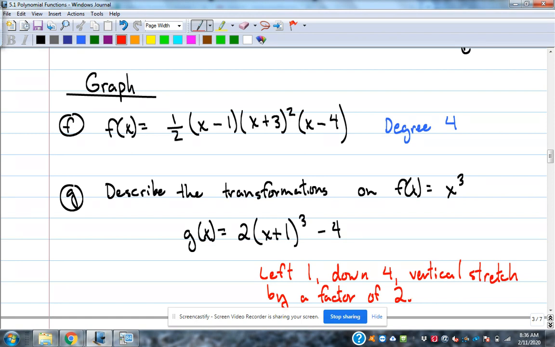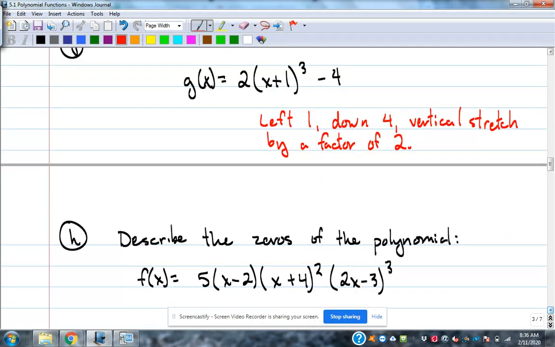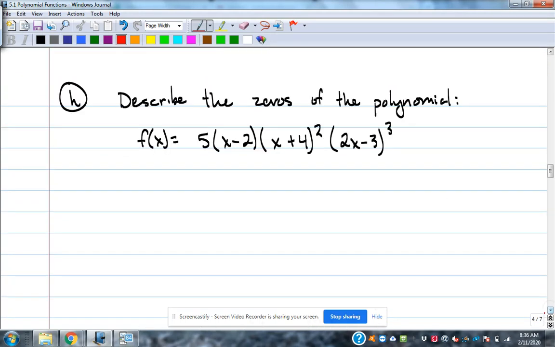Go back and review yourself on those transformations. It comes back up again in this section, in this chapter. We're dealing with polynomials. We're not going to depart away from all the things we already know about functions and polynomials in general. Okay, that's all we're after on that problem.